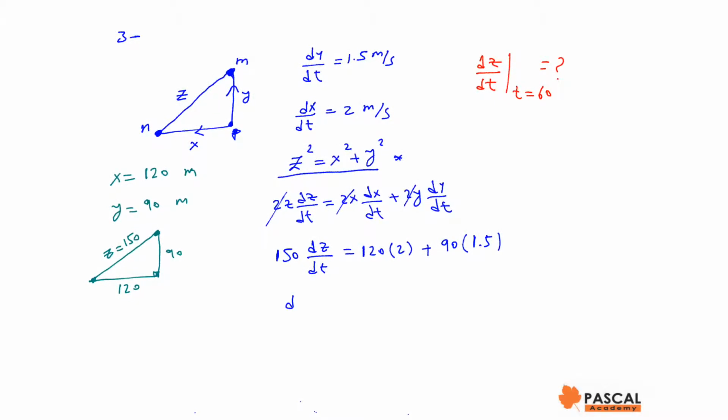From here, dz/dt would be 240 plus 135 divided by 150, which is 2.5. This means the distance between the man and the woman is increasing at the rate of 2.5 meters per second.